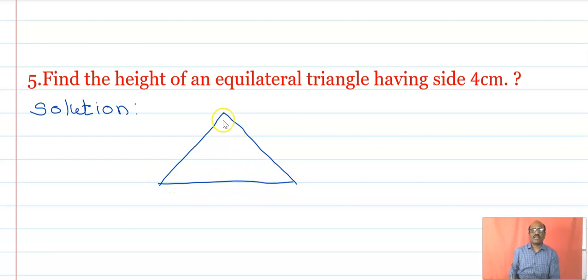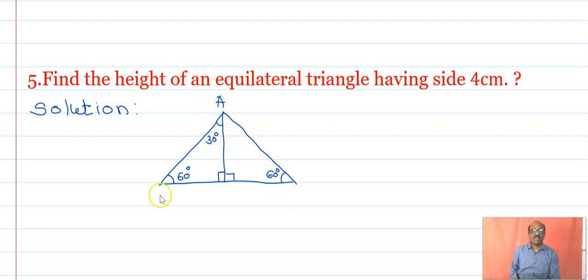Suppose this is the equilateral triangle and he asks us the height. We draw the perpendicular. Each angle is 60 degrees and therefore this is also 60 degrees. If we draw the perpendicular, then this will be 30 degrees, and again this is 90 and this is 60 degrees.